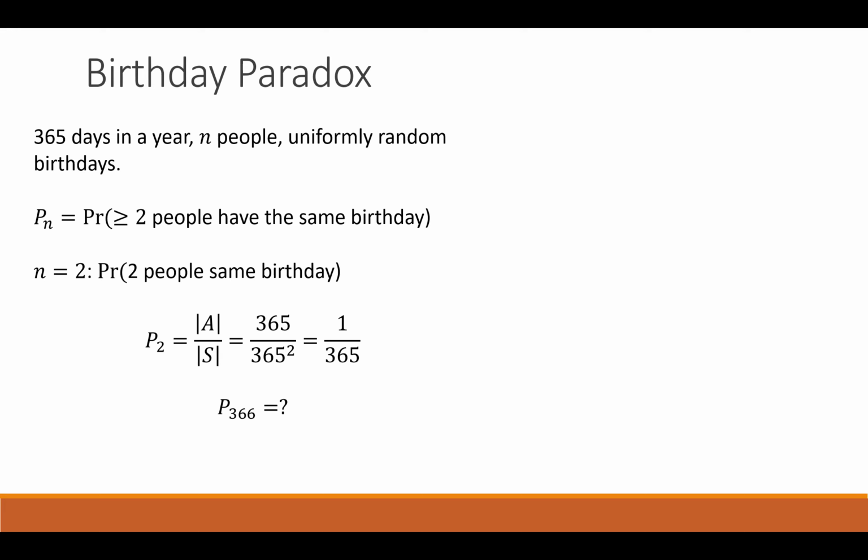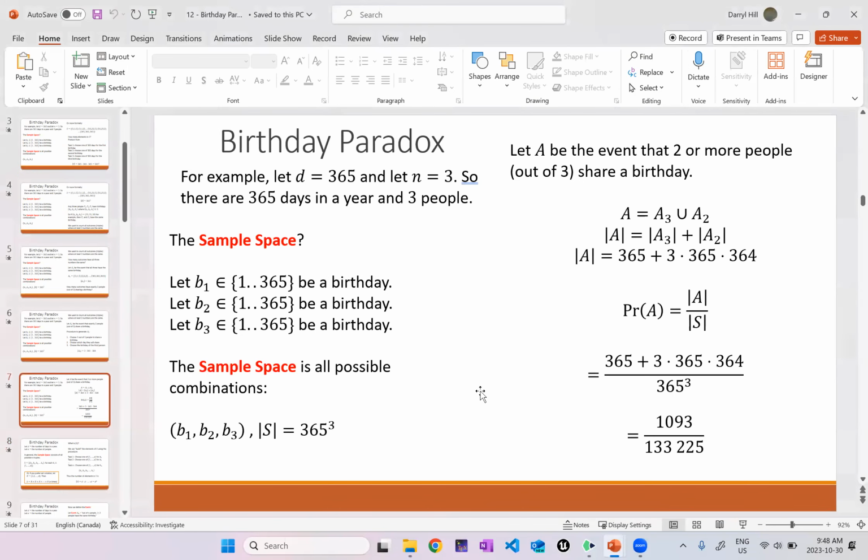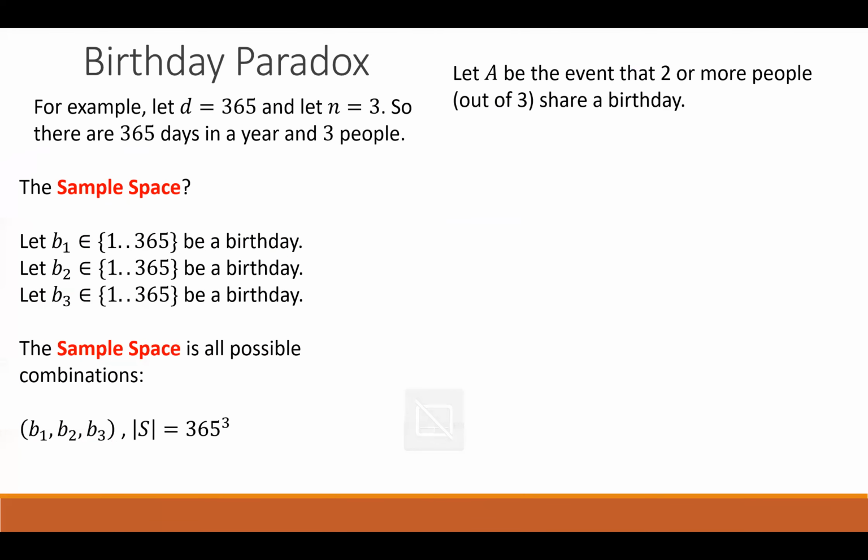So now we know how to compute the probability that 2 people are born on the same day for 2 and for 3 people. Now we're going to compute it in general, and we're going to try and figure out exactly where this probability passes the 50% mark.